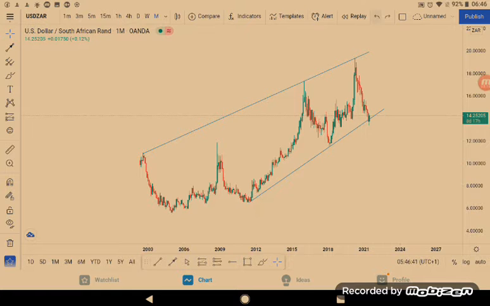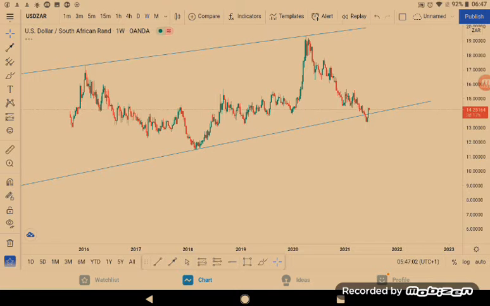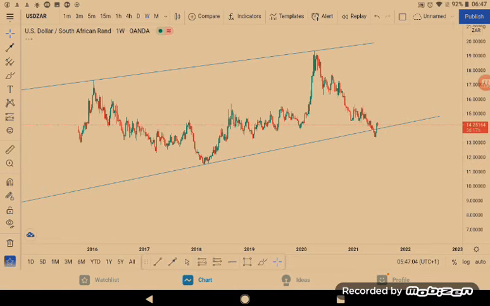Okay, and then we'll go to the weekly. Now that we have our main structure and a trend, this is what we'll be looking for. We go to the weekly time frame. The weekly time frame shows us, check out nature's theory.